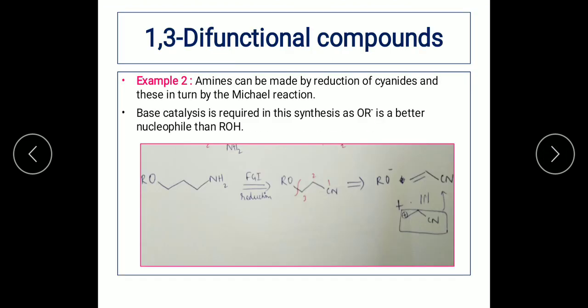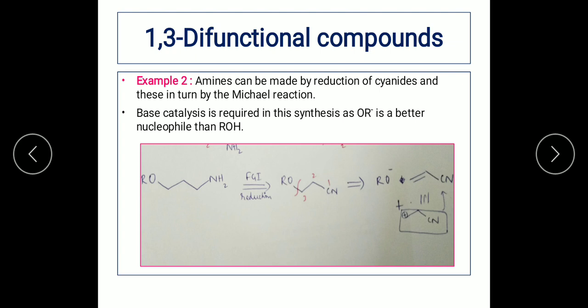So here we have amines. These are amines as the target molecule. Amines can be made by reduction of cyanides and these in turn by the Michael reaction. Base catalysis is required in this synthesis as OR minus is a better nucleophile than ROH. Now let us look at the target molecule. So here we have an amine in the terminal position of this target molecule.